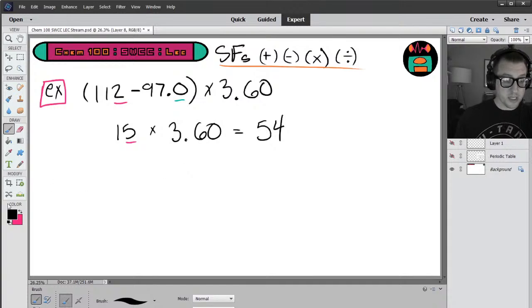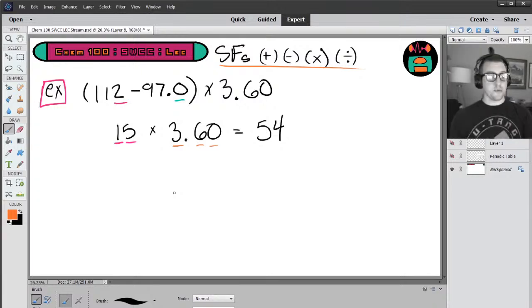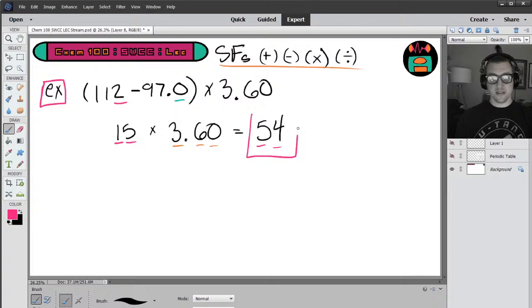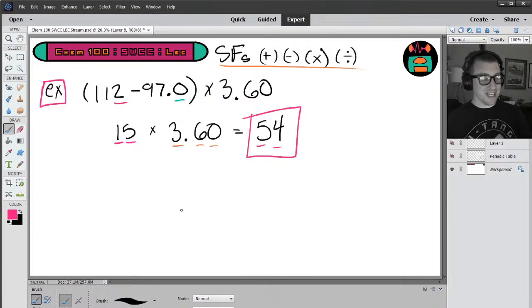Let's look. We're doing multiplication here. 15 has 2 significant digits. 3.60 has 3. Our answer must have the same as the number with the fewest, right, when we're doing multiplication? So our answer needs 2 sig figs, and guess what? 54 has 2 sig figs. So that is correct. That is the correct value with the correct sig figs.